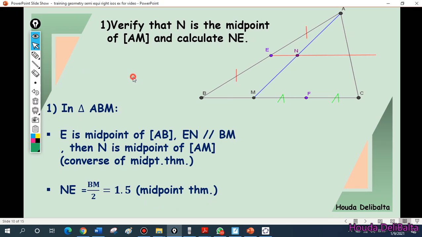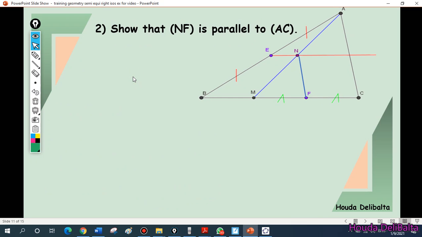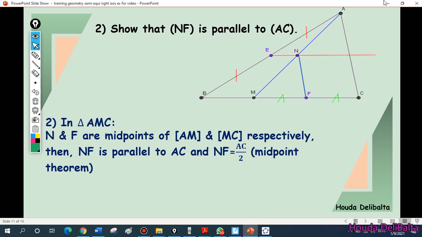Now let's move to part 2, and in part 2 we have to prove that NF is parallel to AC. Again, we are going to specify a certain triangle to use the midpoint theorem in. We have to take triangle AMC. In triangle AMC, N and F are midpoints of AM and MC respectively, because N is proved the midpoint of AM in part 1, and F is given as the midpoint of MC. So NF is going to be parallel to AC, and NF is going to be equal to AC over 2, and that's the midpoint theorem. So that's why NF is parallel to AC.